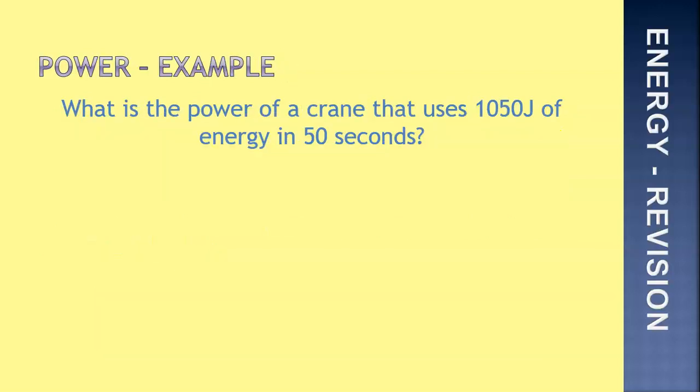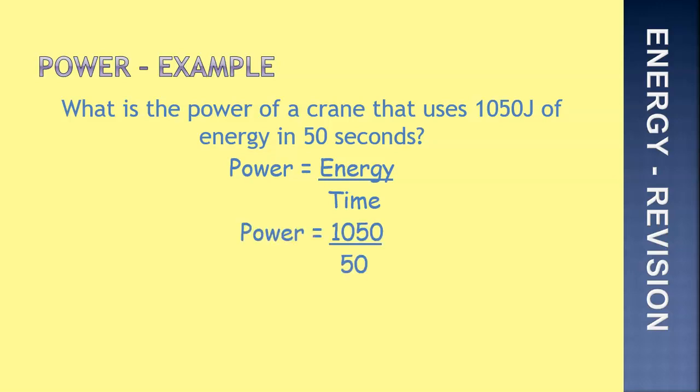Okay, power. What's the power of a crane that uses 1,050 joules of energy in 50 seconds? Power is energy divided by time. So the energy is 1,050, time is 50 seconds, 1,050 divided by 50 gives us a power of 21 watts. Remember, power is measured in watts.